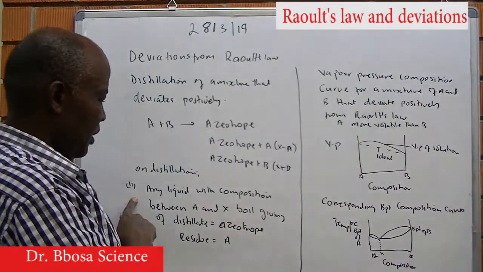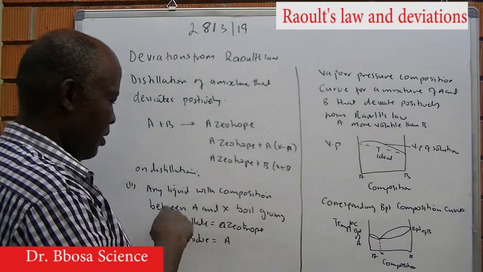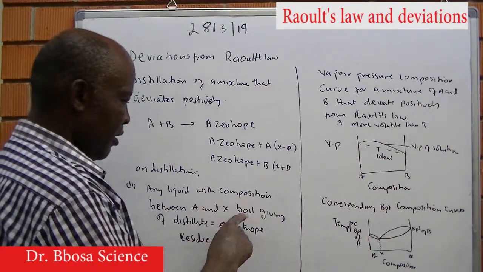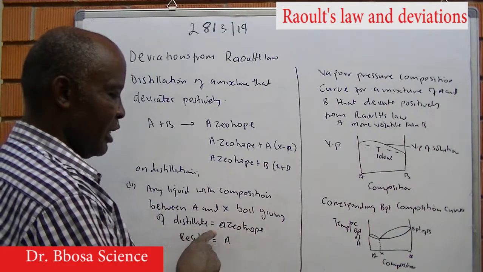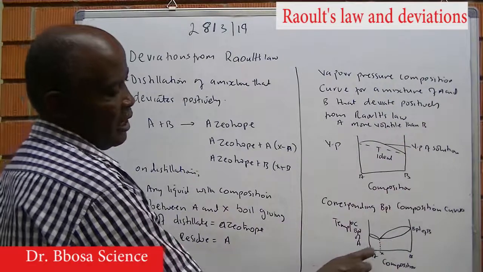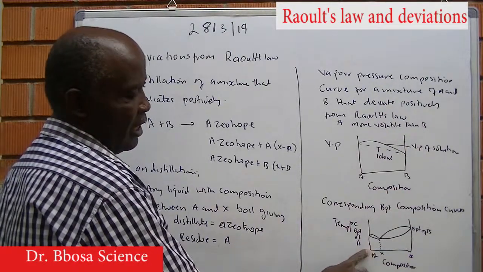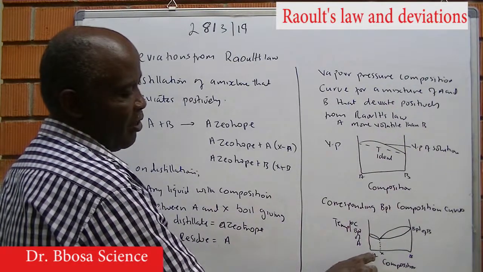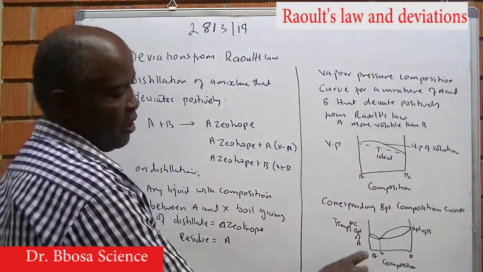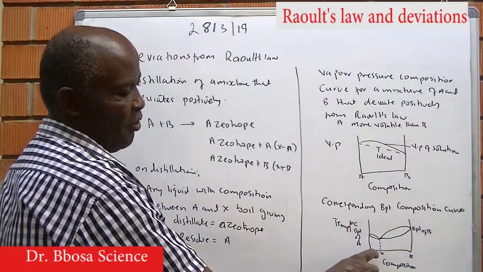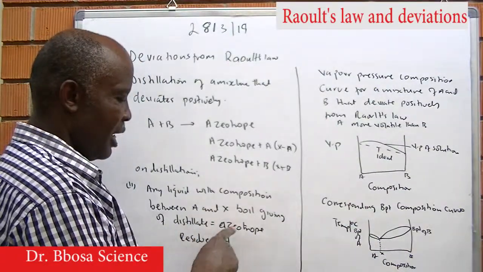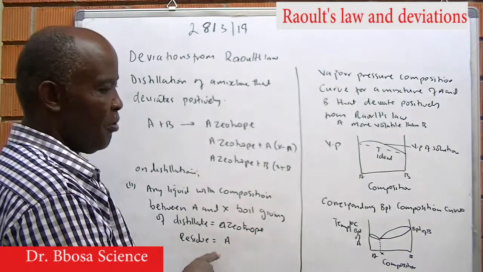So two, any liquid with a composition between X and A will boil, giving a distillate which is azeotrope and the residue is A. Since between X and A, this mixture here contains an azeotrope and excess A, on distillation, the azeotrope will boil off, leaving A as the residue. So the distillate will be azeotrope, the residue will be A.